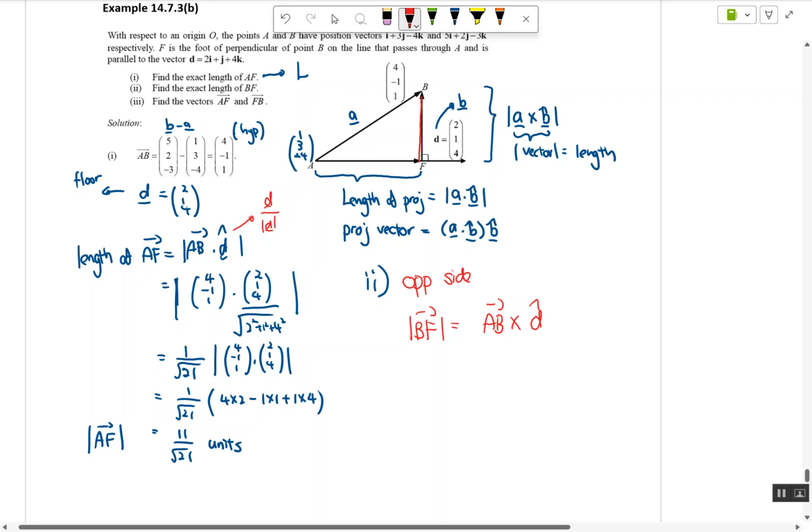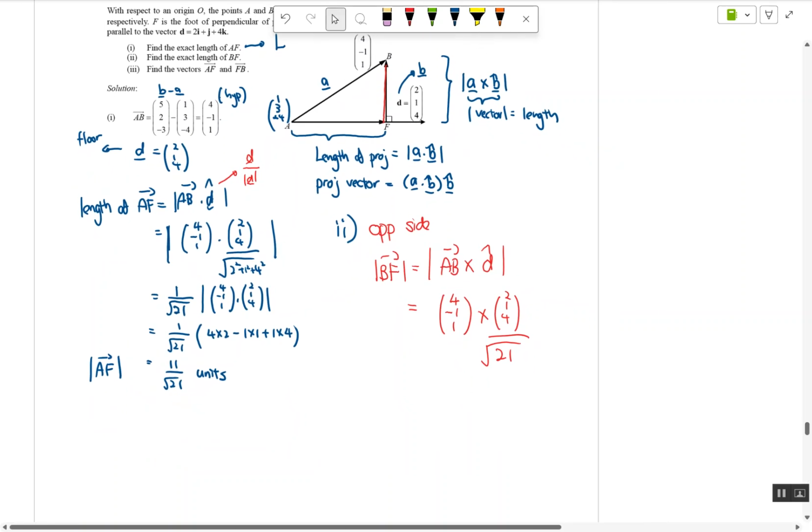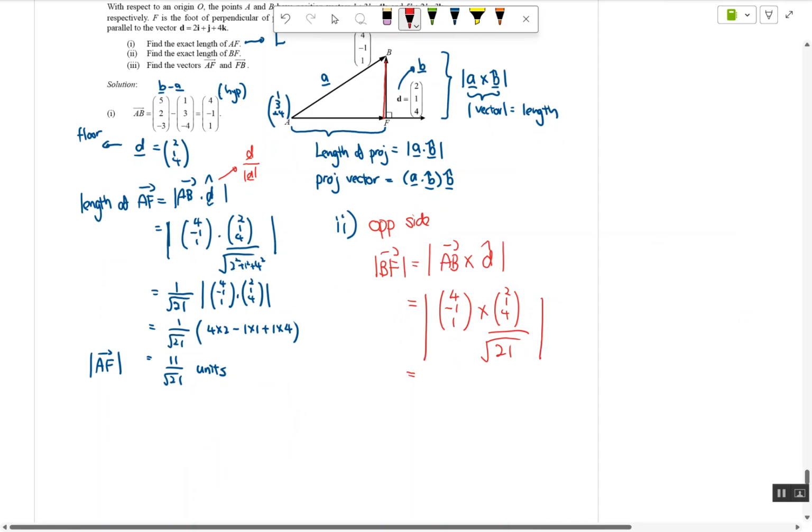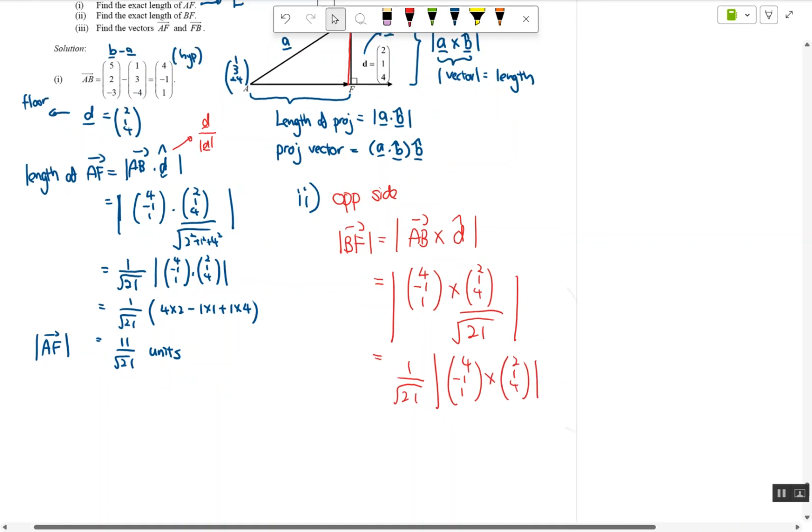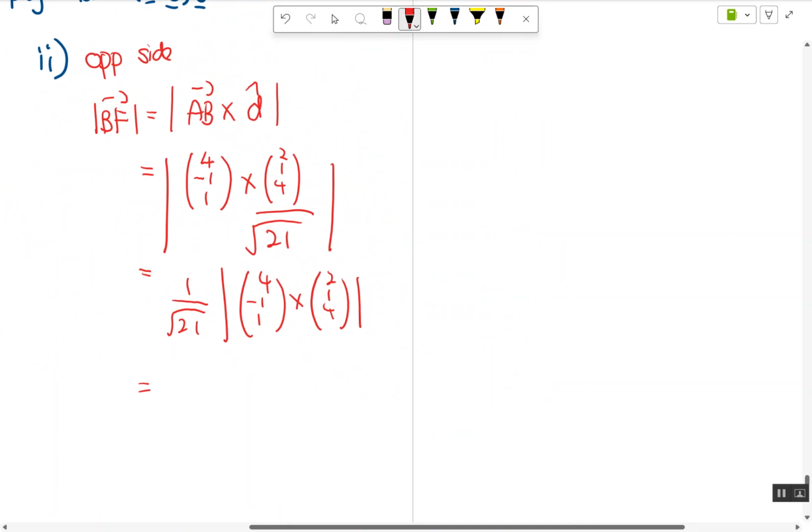AB cross D hat is going to give you a vector, so you need the magnitude of this. AB, I have 4, negative 1, 1, cross, remember D hat is 2, 1, 4, which I already found, over square root of 21. Now you need a big magnitude over here. Pull out the 1 over square root 21 first. I will have 4, negative 1, 1, cross 2, 1, 4. So remember how to do cross. Cover the first row. You are going to get a vector, but there's a modulus here.